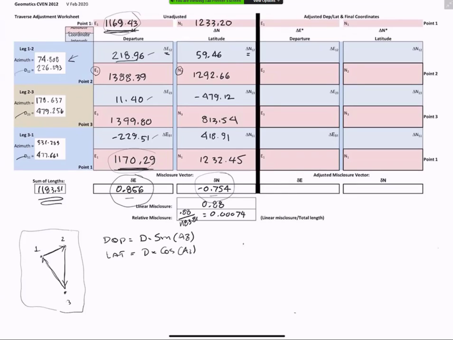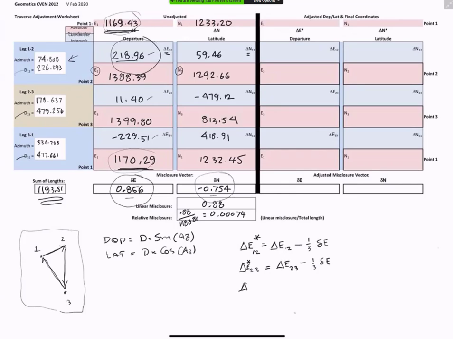So what we could do is, let's say we are correcting the east, and I'm going to make the corrected value a star, and let's take the leg from 1 to 2, would be equal to the original delta east from 1 to 2. So that's up here, that's that 218.96. And I would subtract from it a third of the east component of the misclosure. And then similarly for 2 to 3, that would be equal to the original 2 to 3 minus a third.